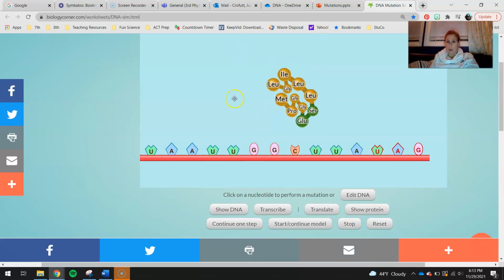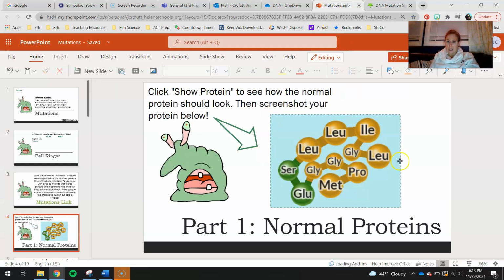When you snip it, this will pause. And then you will screenshot your protein onto this page. I've already done that for you, so you don't have to do that one. Here's your example. What we see is that the normal DNA strand without any mutations is going to give us this protein that looks like this: Met, proline, glycine, glutamic acid, serine, leucine, isoleucine, glycine, and leucine. So you can see what that little chain of amino acids looks like.